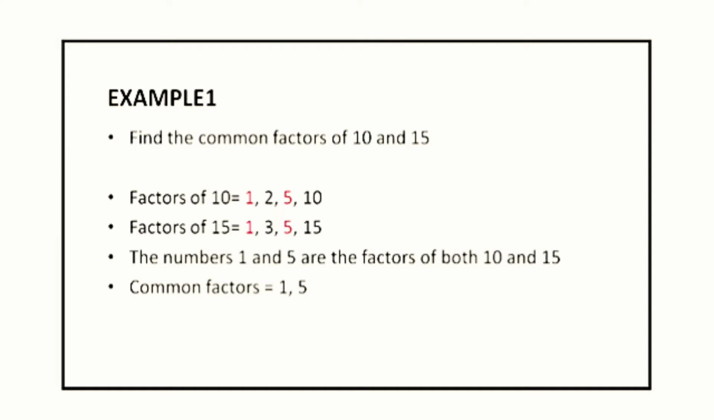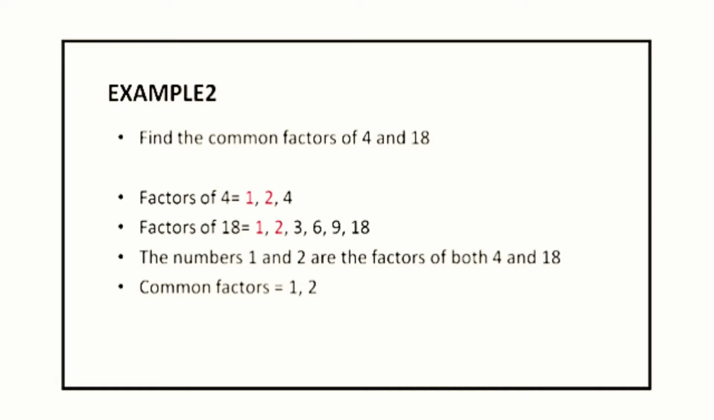Now, find out the factors that are common to both 10 and 15. We can see that the number 1 and the number 5 are common to both 10 and 15. Thus, we can write the common factors of 10 and 15 as 1 and 5.